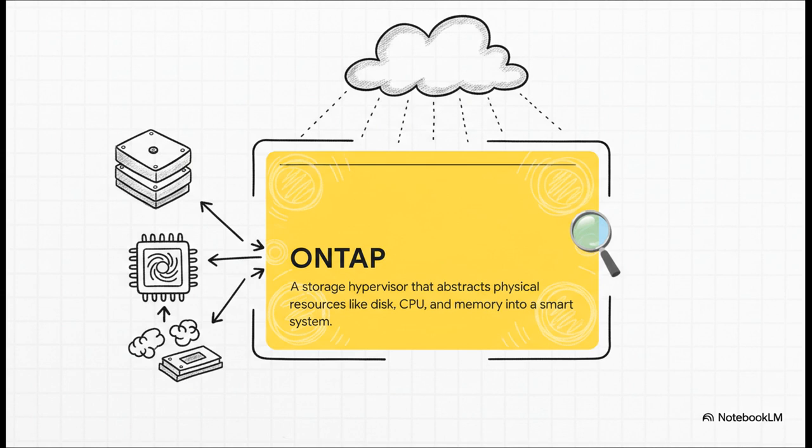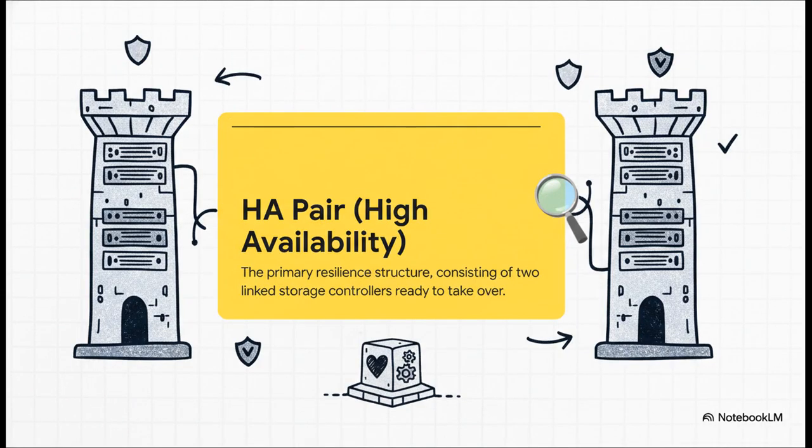single intelligent system. Now, the absolute fundamental building block of this whole fortress is what's called an HA, or High Availability Pair. This is the cornerstone of how ONTAP stays so resilient. It's a setup where two controllers, or nodes, are constantly linked up, watching over each other, just ready to jump into action in an instant.